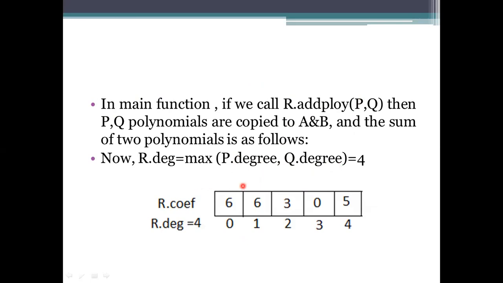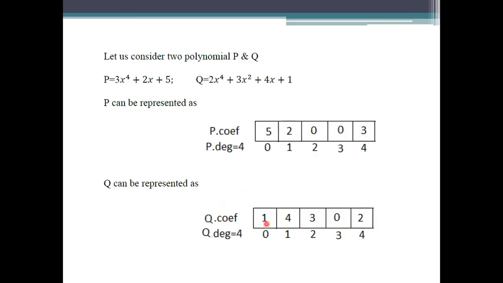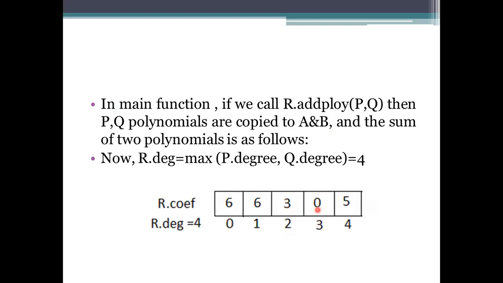So we need to keep on adding that one. We need to add the corresponding subscript values. 5 plus 1, 6; 4 plus 2, 6; 0 plus 3, 3; 0, and then 5. Here 66305 will be the answer that we are representing.